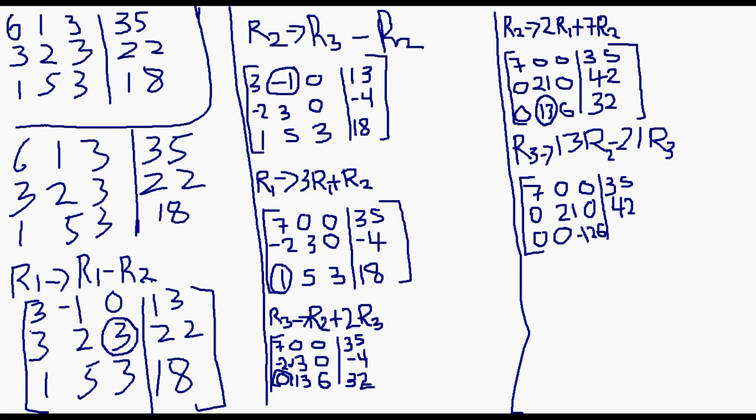And then 13 times 42 minus 21 times 32, negative 126.